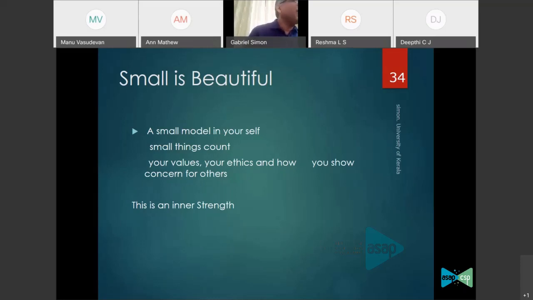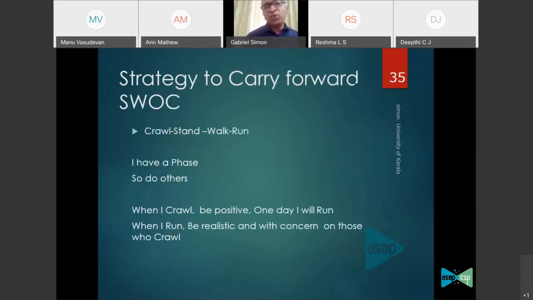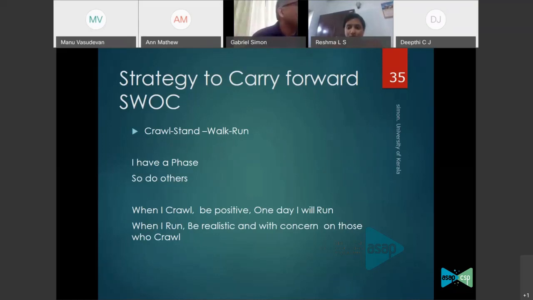Slide number 35, the strategy. I've just talked about one possible strategy which we get from the literature. This strategy is basically called crawl, stand, walk, run. Here, we are looking at interventions in the case of a human life where a child is born, the child will crawl, then it will sit, stand, walk, and run. But the conclusion is this.